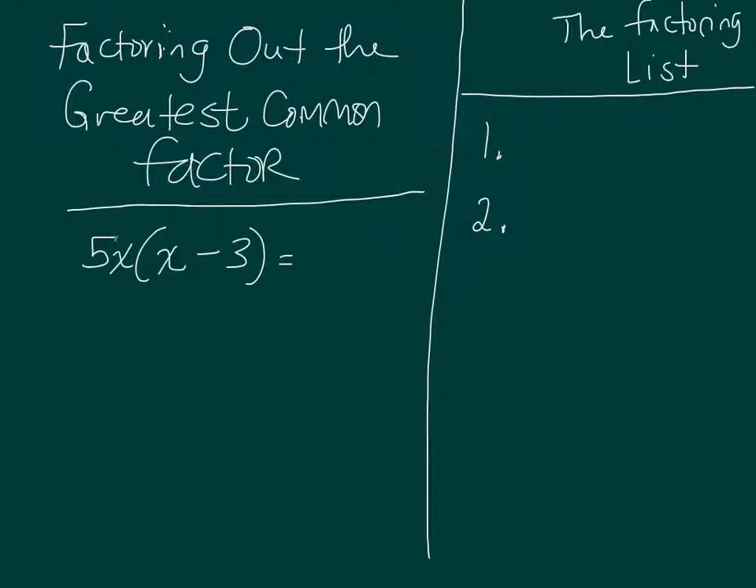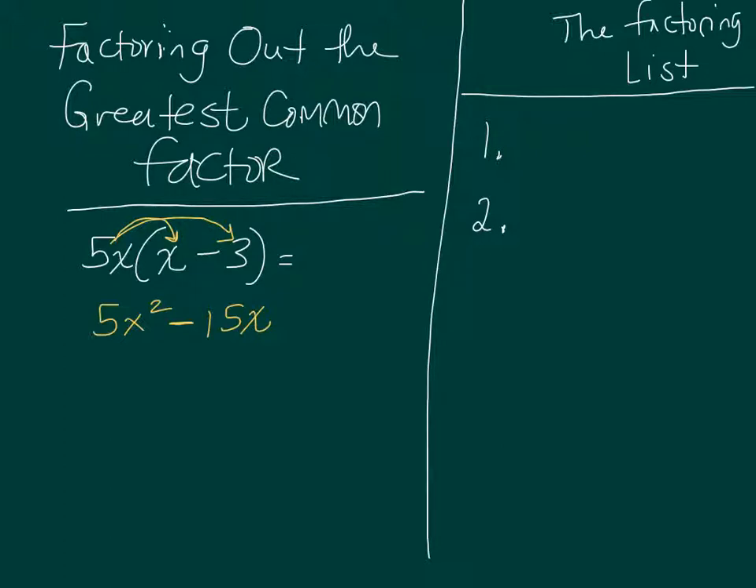I'm going to say 5x times x, and I'm going to say 5x times 3. So 5x times x is 5 times 1, which is 5, and x times x is x squared. And then 5 times 3 is 15. I'm going to put my minus, and there's no x to multiply the x by, so I just bring the x over. So the multiplied form is 5x squared minus 15x.